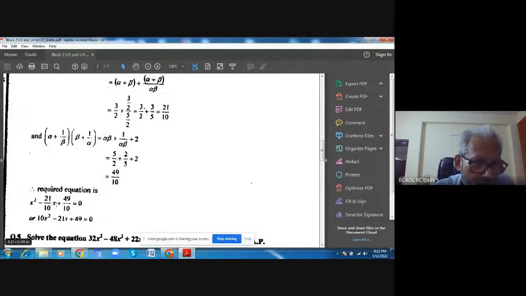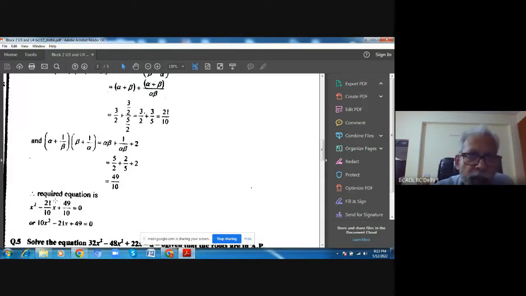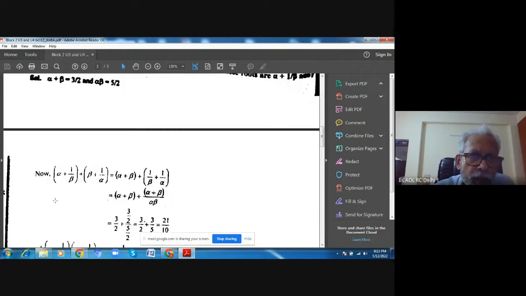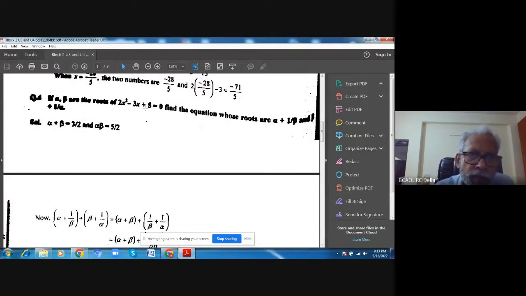So now straight away you can put it in the formula, I mean in the equation. So x square minus b by a, that is 21 by 10, into x, plus 49 by 10. This is the equation, basically, from here.